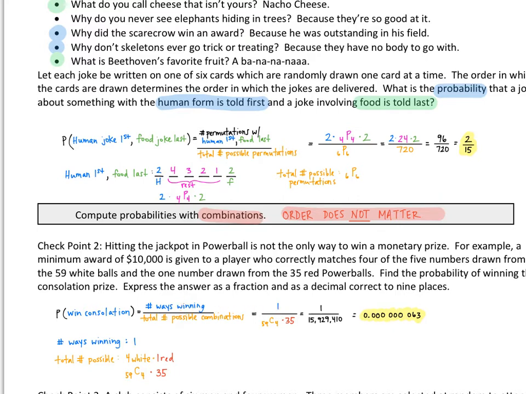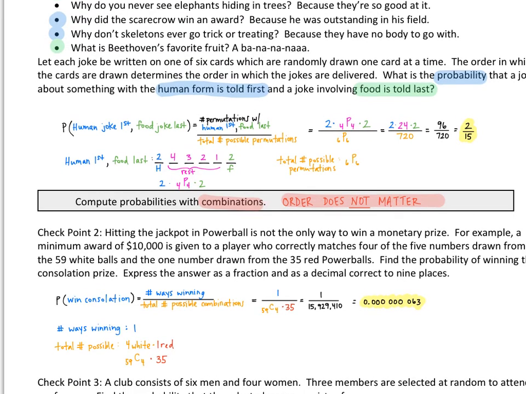All right, how do we figure out the total number of possible combinations? Well, we're choosing 4 white balls and we need 1 red ball. So from the white balls, there's a total of 59. We only need to match 4. So 59C4. There's only 1 red ball, so there's only 35 different ways we can choose a red ball. So we're going to multiply those together to get the total number of possible combinations. So when we do that, we have 1 over 59C4 times 35.